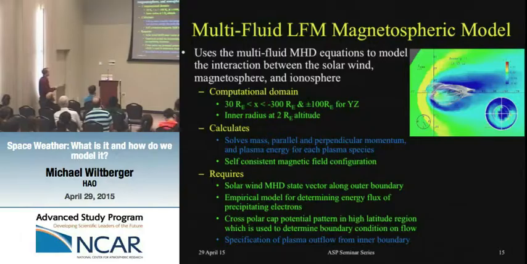And it's solving the things you solve for in an Euler equation kind of world. How much stuff is there? How fast is it going? How hot is it? And the magnetic field: what's the magnetic field configuration coming into play? It needs to know what the solar wind is. It needs a way of turning MHD parameters into particle fluxes, and it needs to know what the inner boundary is going to be coming out from the model. It needs to know that from an electrodynamic sense and a plasma outflow sense.